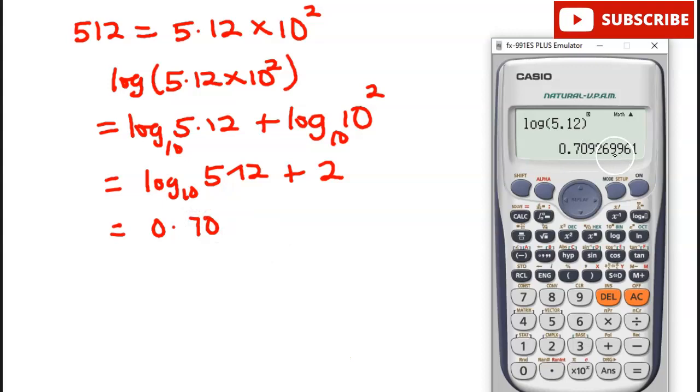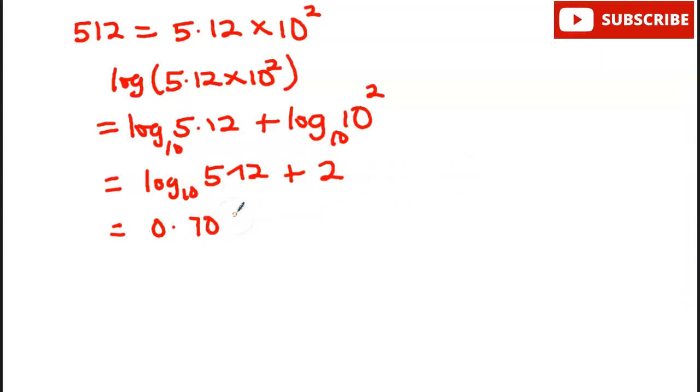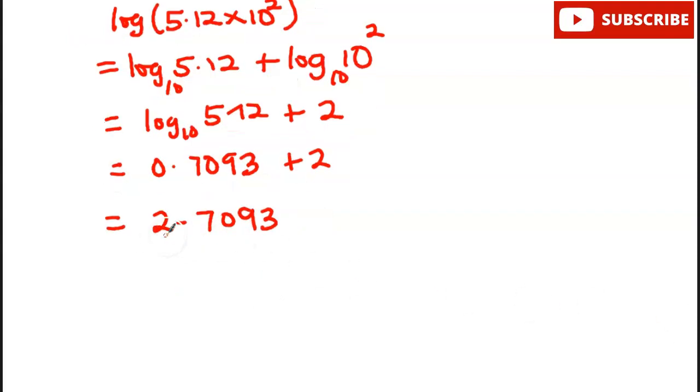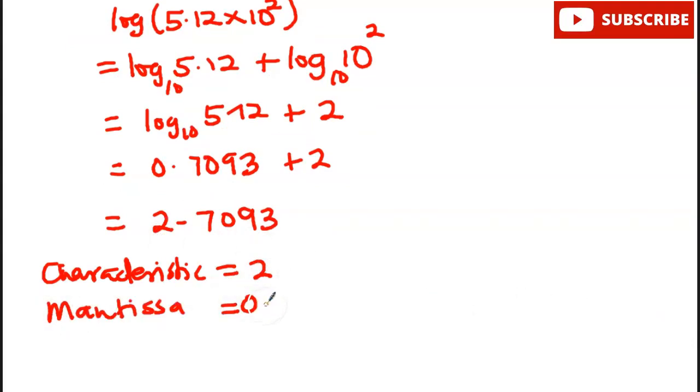Now, this is a four-figure table, so four decimal places. All the numbers should be in four decimal places. So after the decimal point, 1, 2, 3, 4. The next digit is 6, so we add 1 to the 2, giving 0.7093. So we have 2.7093. The characteristic is 2, then the mantissa will be 0.7093.